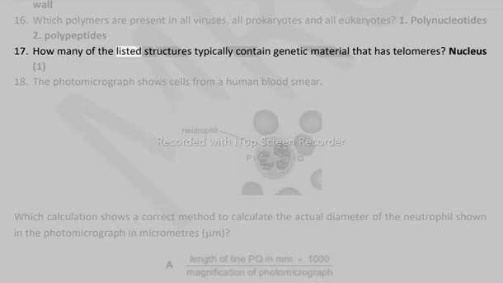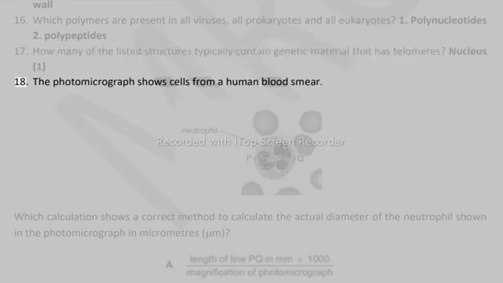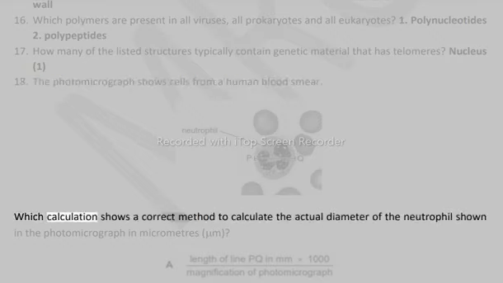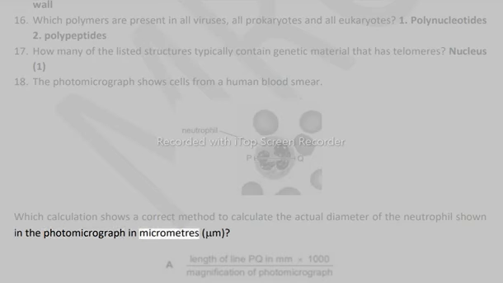17. How many of the listed structures typically contain genetic material that has telomeres? Nucleus. 18. The photomicrograph shows cells from a human blood smear. Which calculation shows a correct method to calculate the actual diameter of the neutrophil shown in the photomicrograph in micrometers?